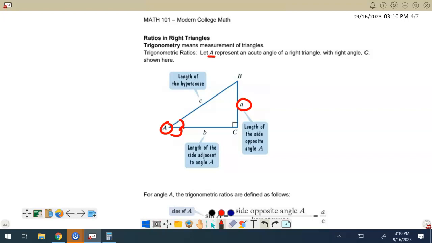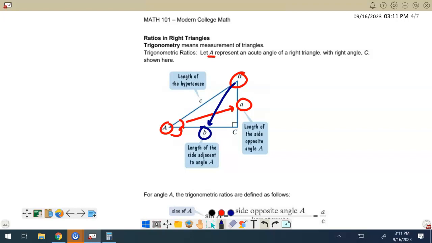So angle A is over here. The side opposite angle A is the lowercase a. And lowercase a represents the length of that side, right? We have angle B right here. The side opposite angle B is represented with a lowercase b, right?